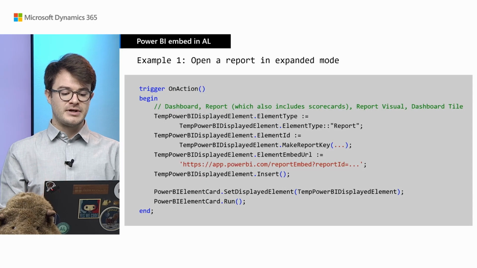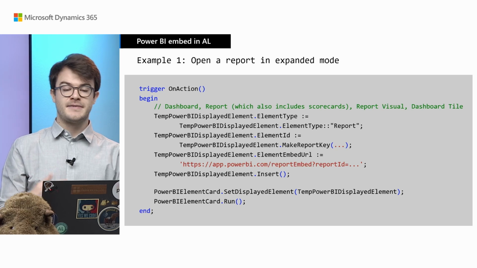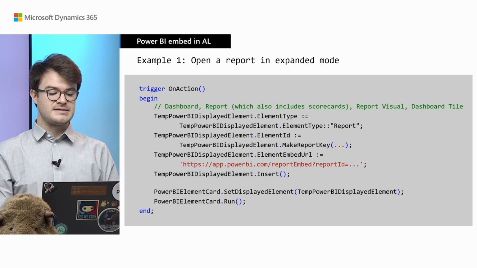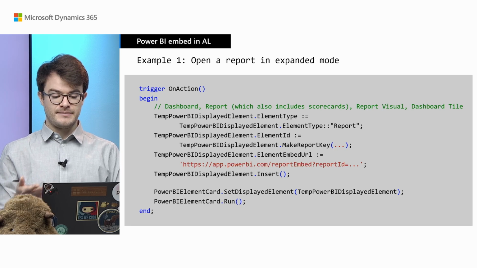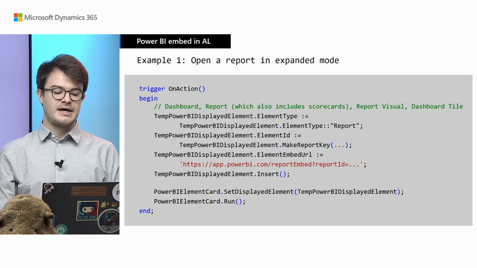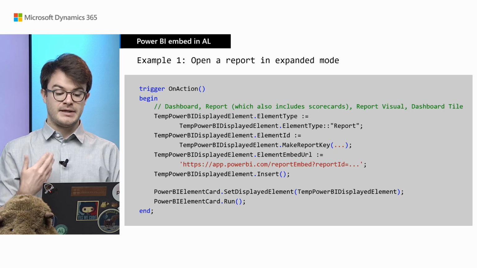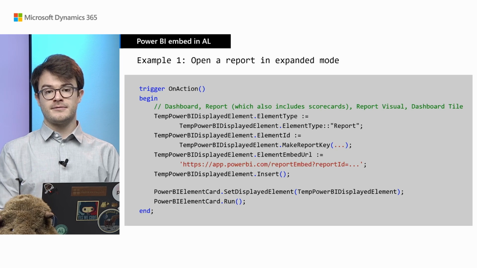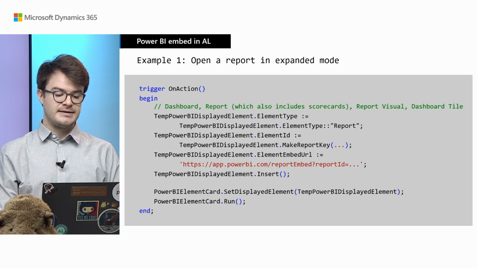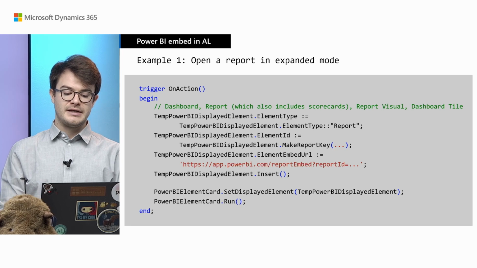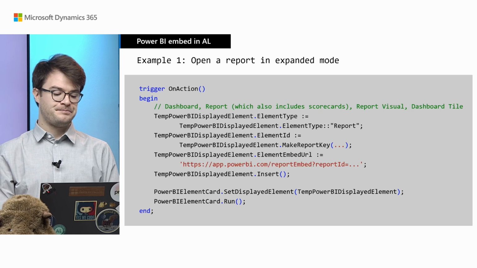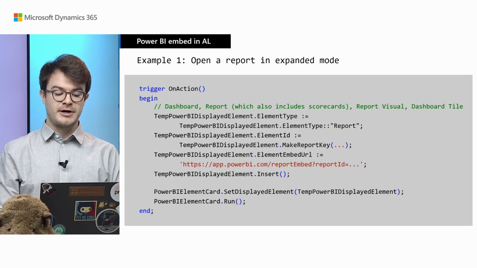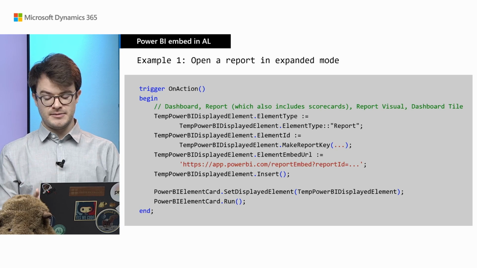First of all, let's talk about how you embed a report in expanded mode directly. So we have this record, which is Power BI displayed element, and you can just set the element type, in my example here, a report. You can just add the report ID and the report embed URL. This information is available from the Power BI REST APIs, so you can get them directly from your code, or in case you want a specific report to be shown, you can, of course, hard-code them directly. And then you can just spin this Power BI element card page, which is going to display the report in full page. We'll see that in a minute.